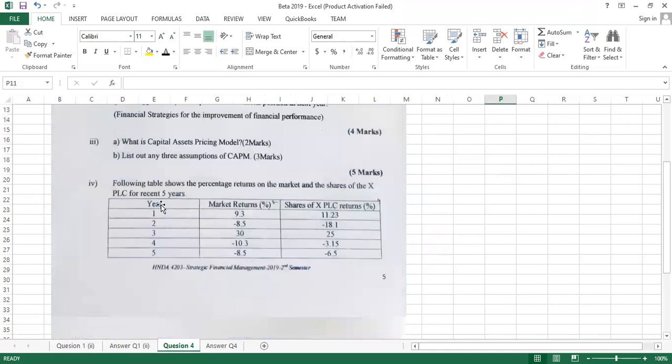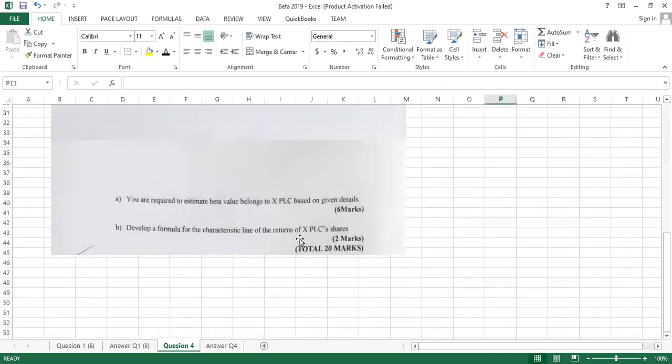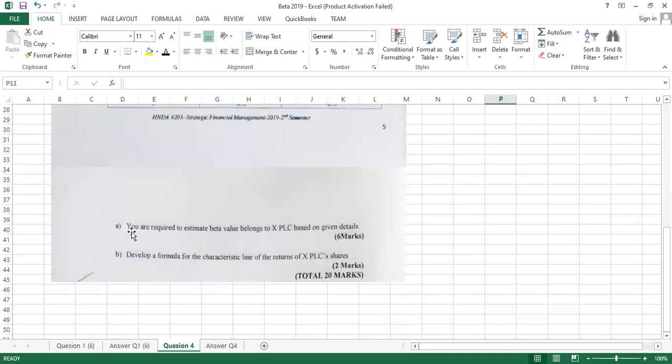They ask, the following table shows the percentage return on the market and the shares of XPLC for the recent 5 years. They have given the table here, market return in percentage and shares of XPLC return also given. Then they ask 2 questions. First one is the A part. You are required to estimate the beta value of XPLC based on the given details. Let's see how to calculate the beta. Then we will discuss the B part.